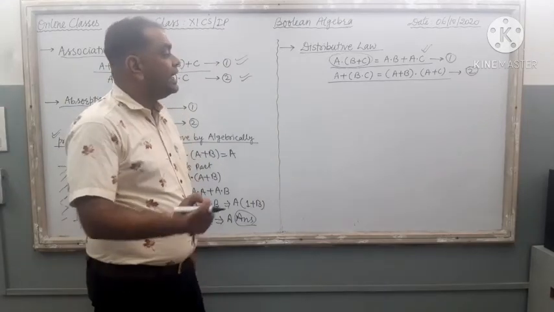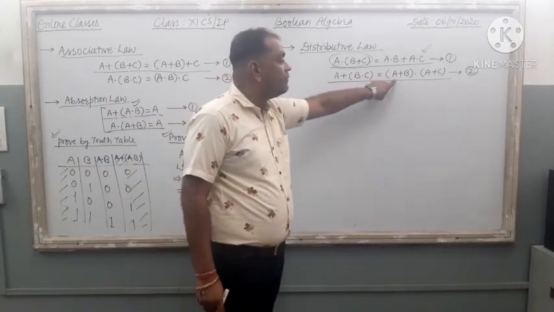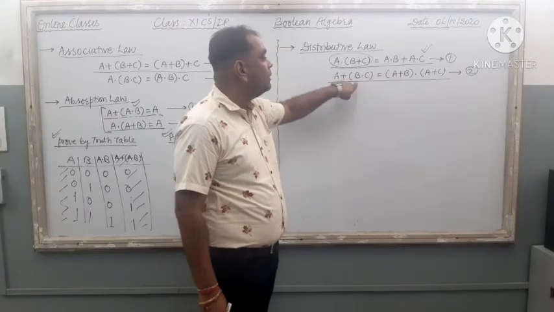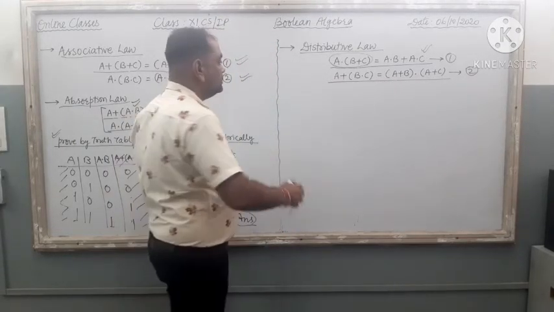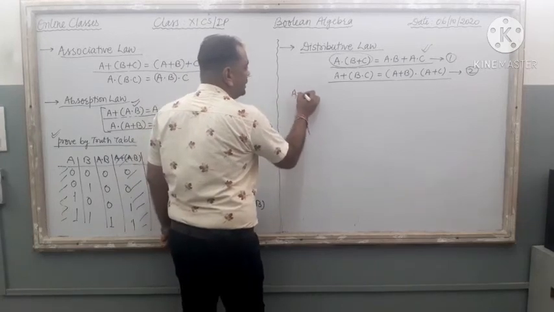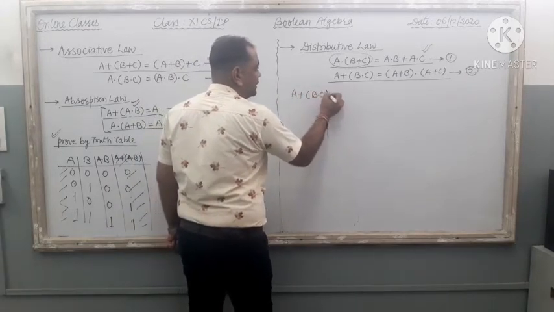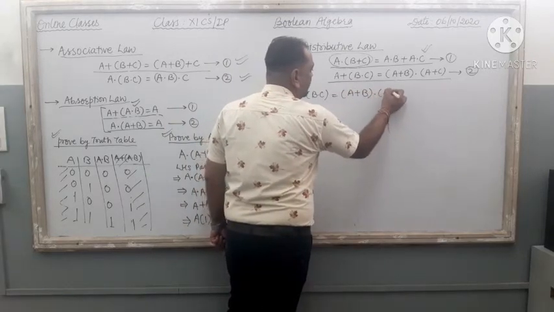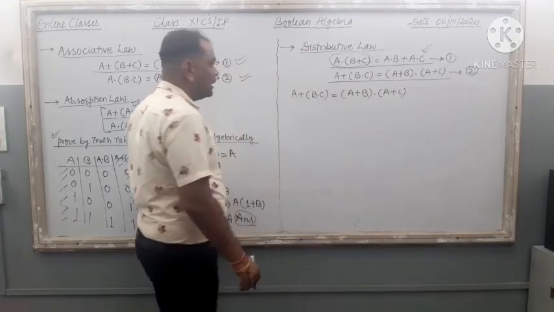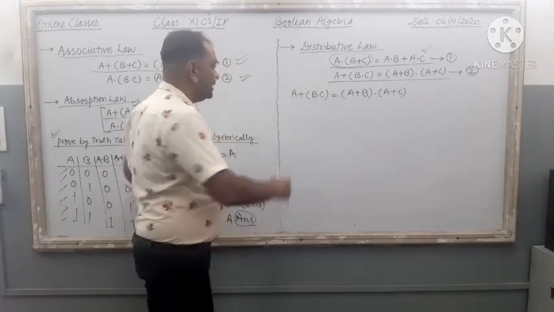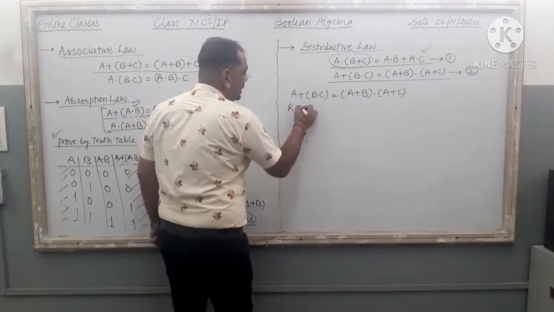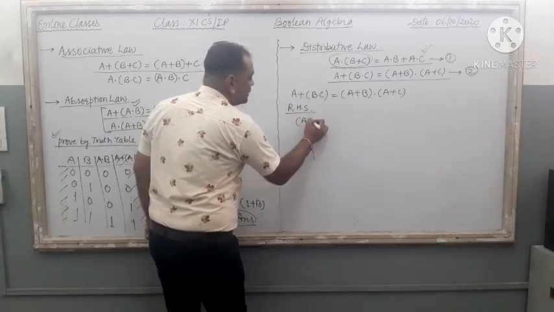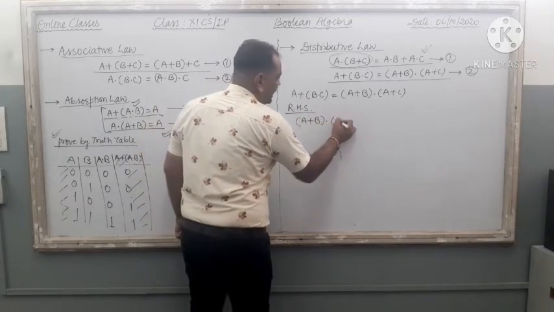I am going to take the right hand side first, and I am going to convert this right hand side into left hand side. So very first we have to write the law. It is A plus B dot C equal to (A plus B) dot (A plus C). This is the law. Now just take the RHS part here. What is there in RHS? It is (A plus B) dot (A plus C).